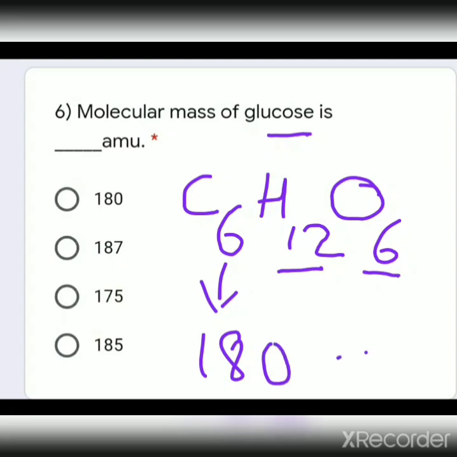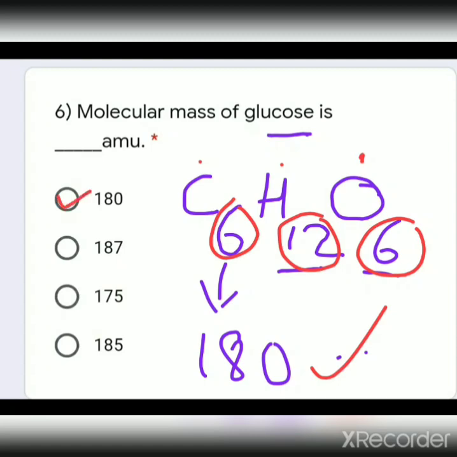This is the problem which we have already discussed. So when you count it, you will be getting 180. So that is atomic mass of carbon into 6, atomic mass of hydrogen into 12, atomic mass of oxygen into 6. When you make the sum, you will get 180. So the correct option is 180.